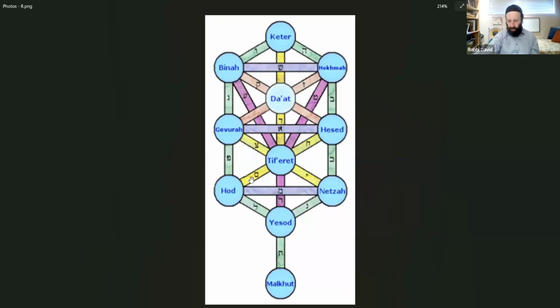tiferet. Hod represents the karpas. Karpas is Hod, is Thanksgiving, and karpas is a vegetable, right? It is something that represents new birth, right? Springtime, new birth, new blossoming.